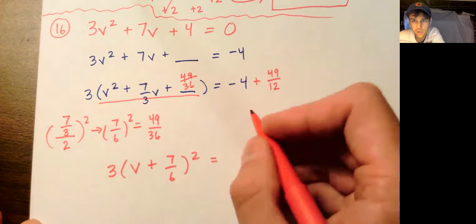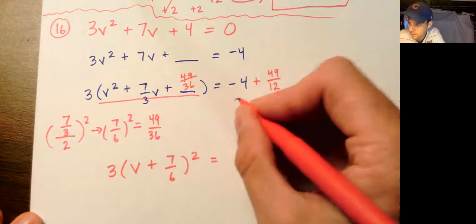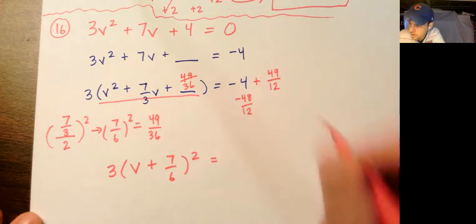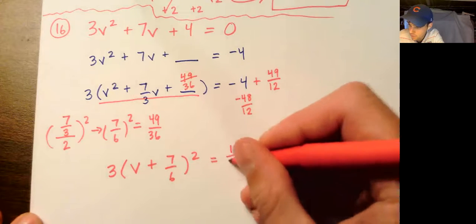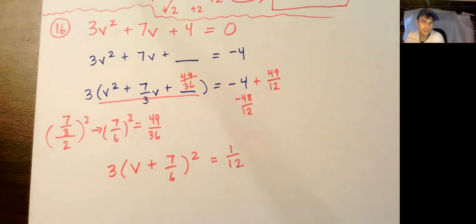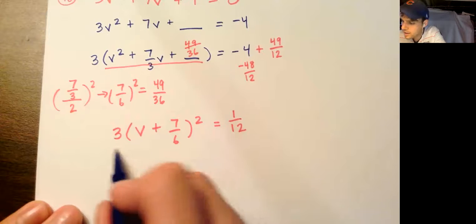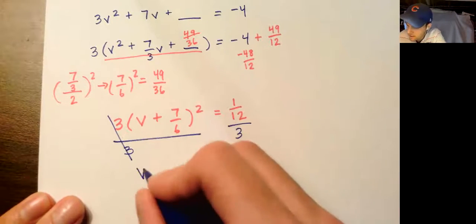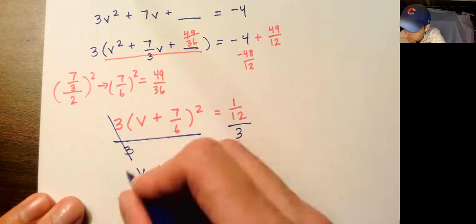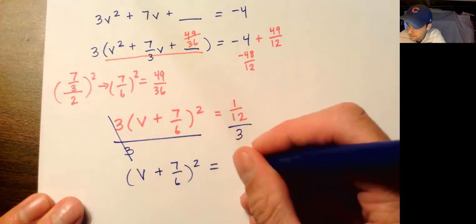-4, I can convert that to twelfths. Multiplying by 12, 4 times 12 is 48, so this is -48 over 12. So -48 plus 49, actually that's pretty nice. That's 1 over 12. Seems like that's one of the first things that's been pretty nice here, but can't be too picky. Okay, let's go ahead and get rid of that 3, so divide by 3. So I end up with v plus 7 over 6 squared, and 1/12 divided by 3 becomes 1/36.